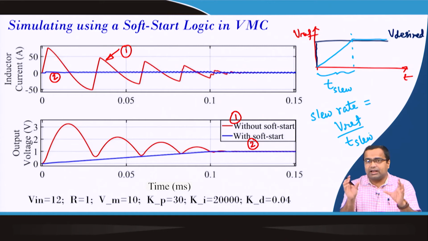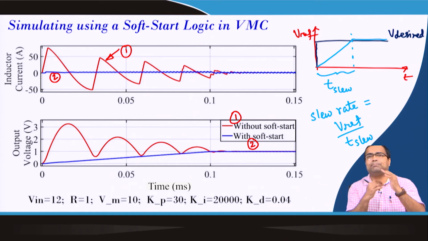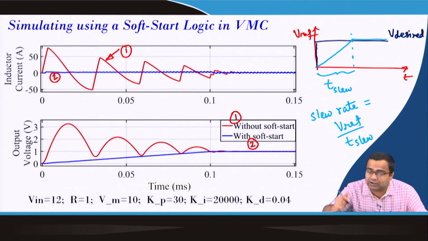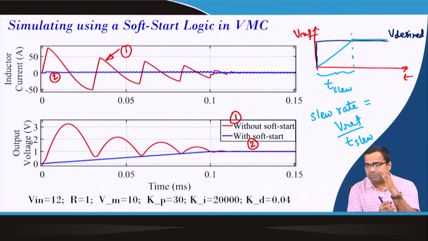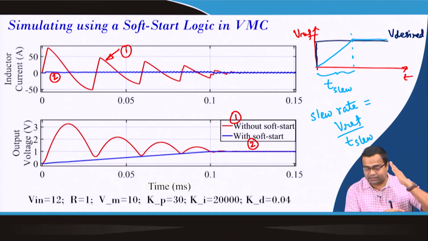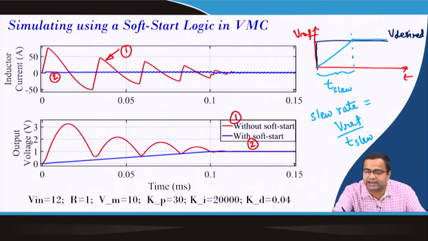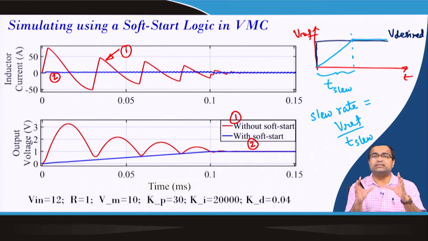Earlier we were suddenly applying the Vref at the beginning and the error was large, and that actually causes the whole overshoot and undershoot, which is not acceptable. But what can we do? We can now shape the reference voltage. We can slowly increase the reference voltage until it reaches Vref, and the slope of this reference voltage change, which is like a ramp signal, is user defined.